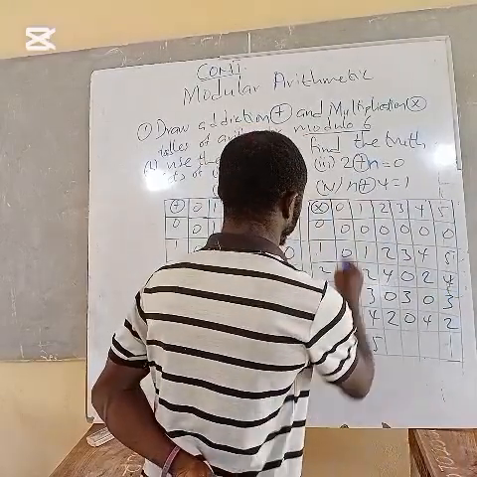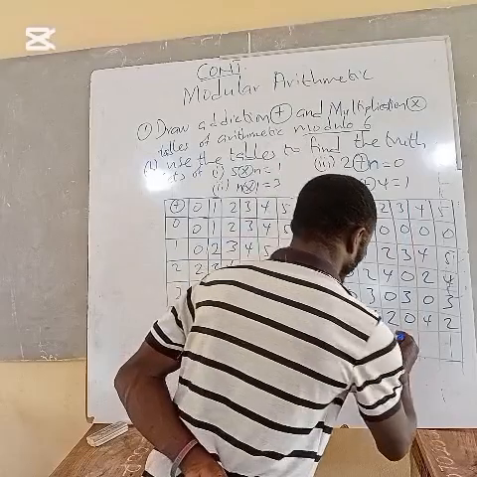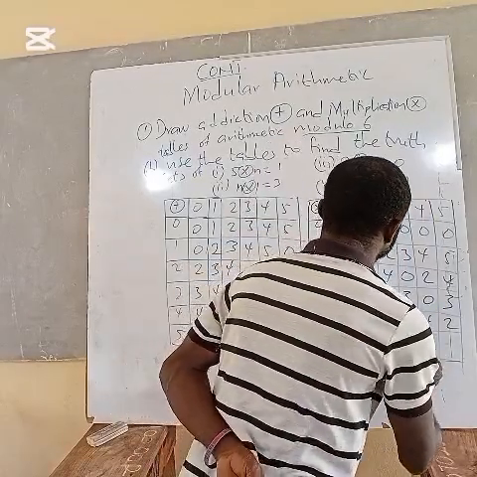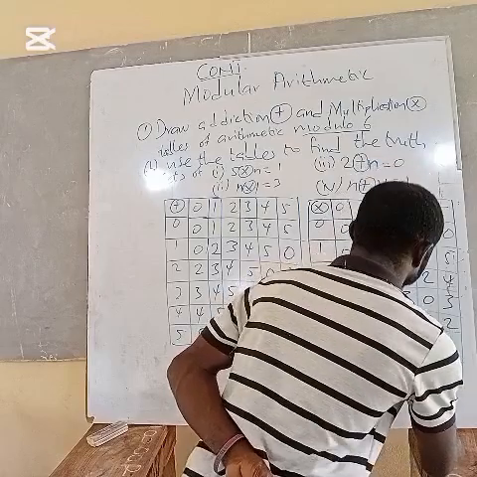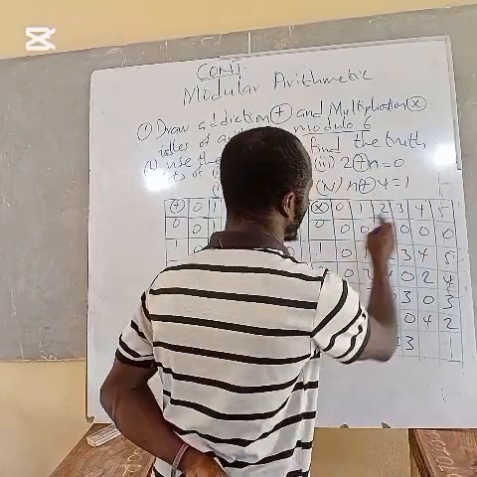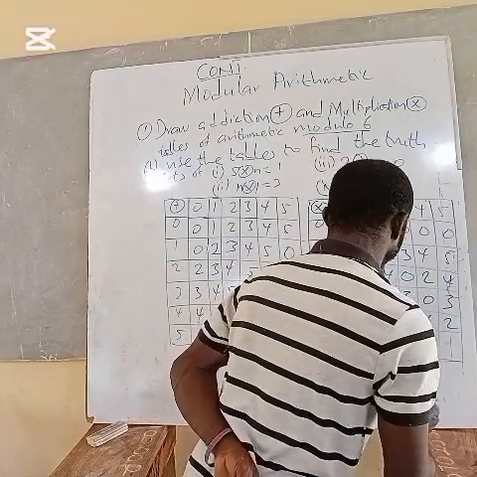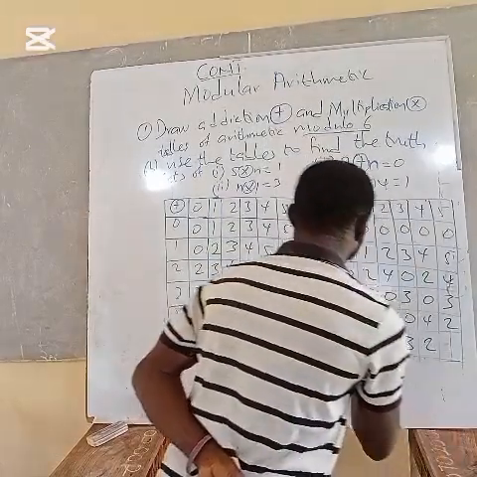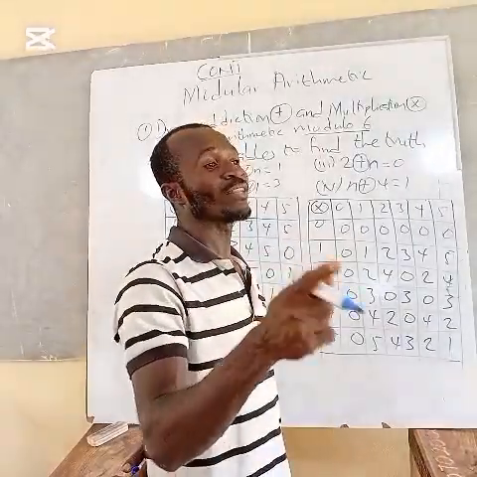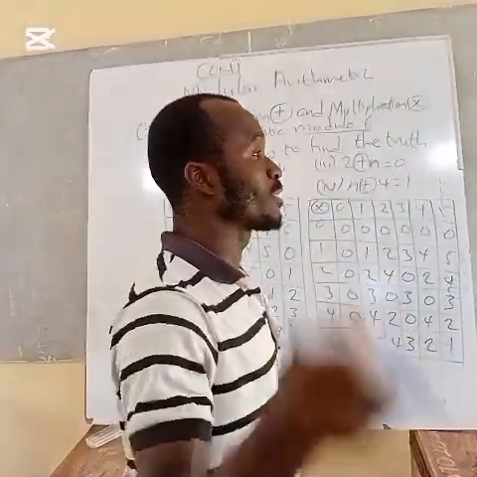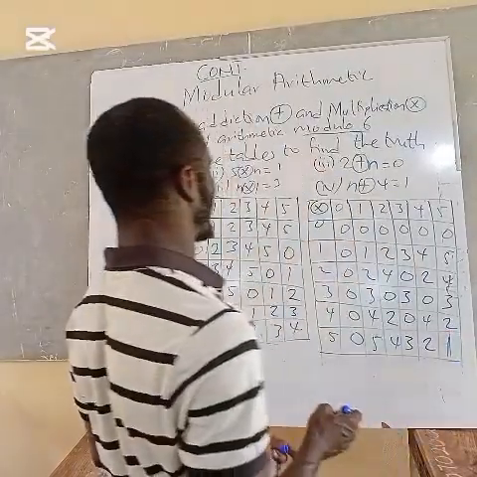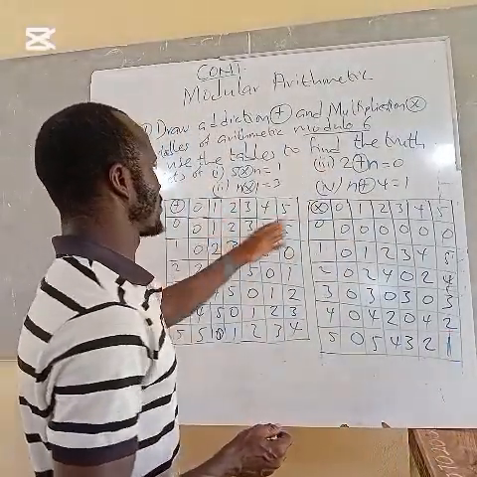Then this is 5 times 2 is 10. So remainder 4. 5 times 3, 15. So 15, remainder 3. Then 5 times 4 is 20. So remainder 2. 5 times 5, 25, remainder 1. So this is how we have our tables nicely drawn. This is an addition and multiplication table.